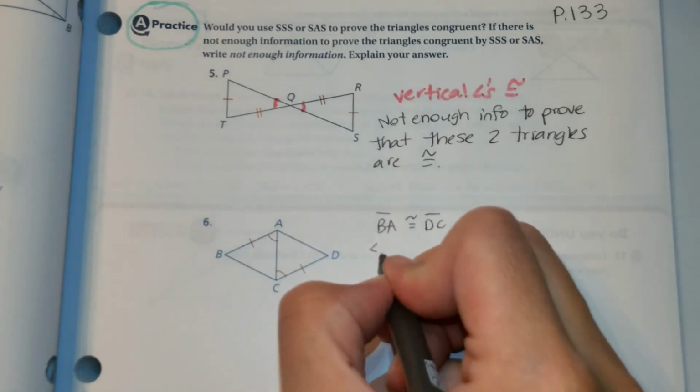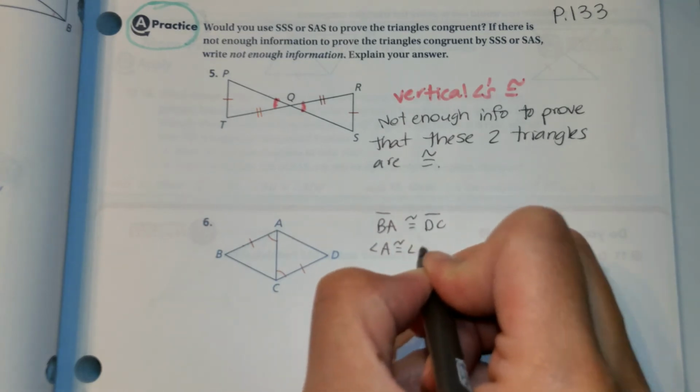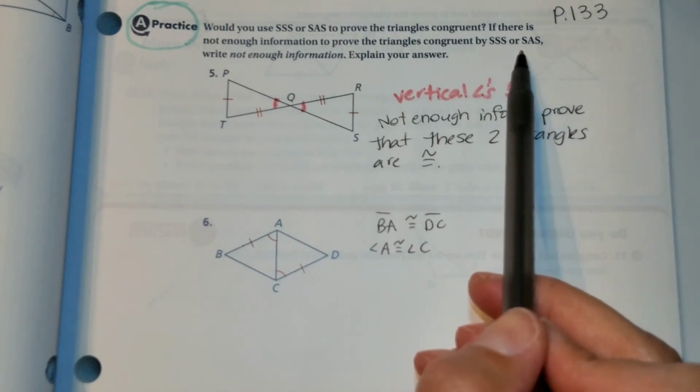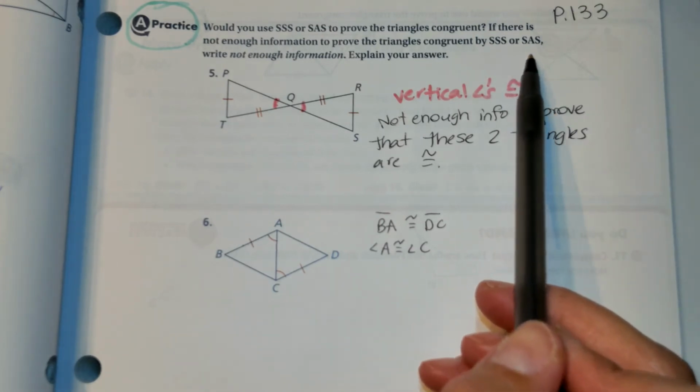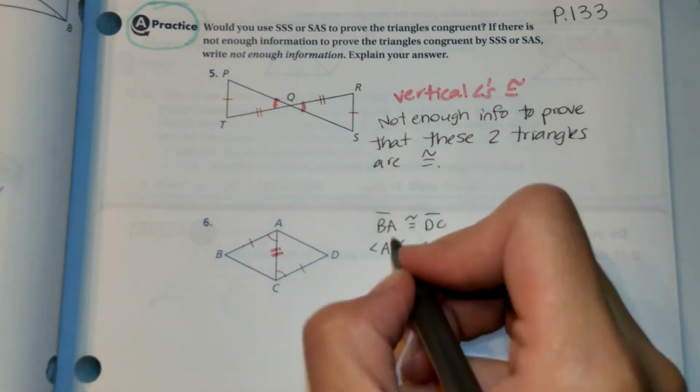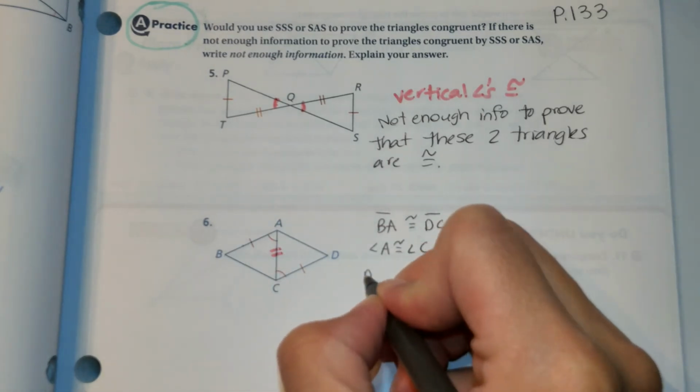And then I do have angle A is congruent to angle C. And then I just need one more thing. It looks like we're going for side, angle, side. So maybe we can get one more side. So I am noticing that these two triangles share this side. Okay, so I can mark it and then I can write that side AC.